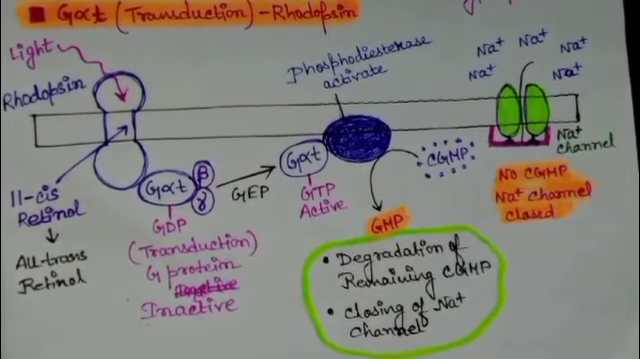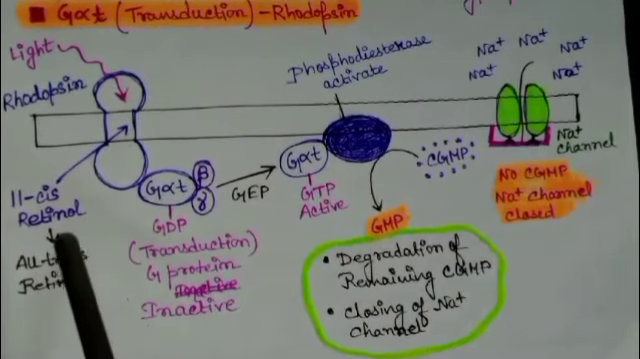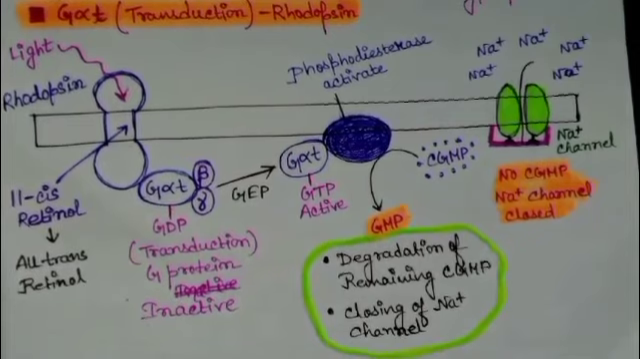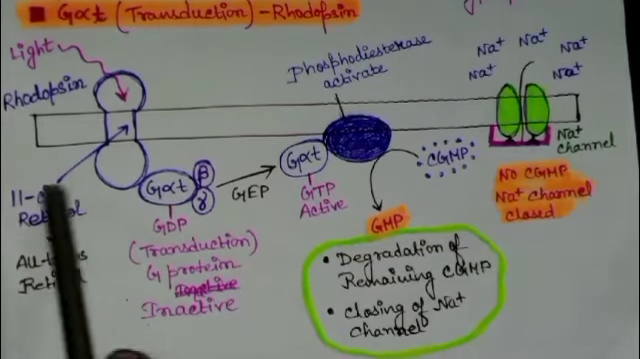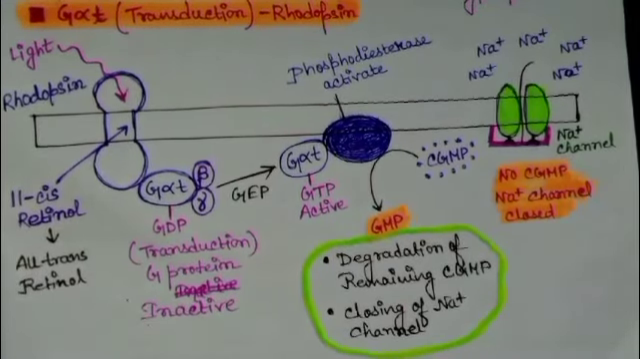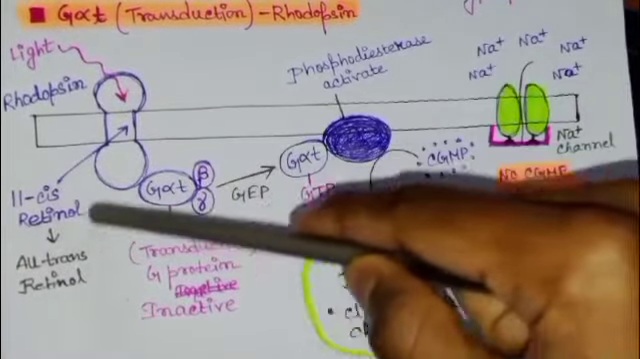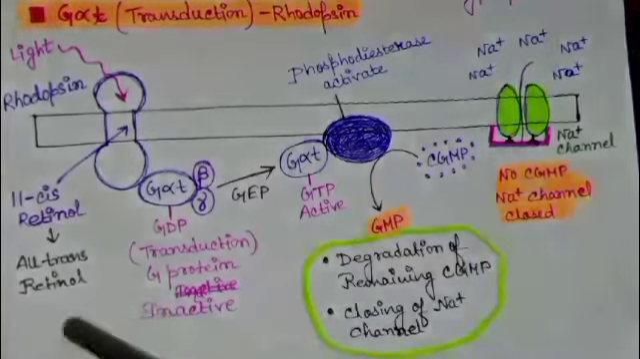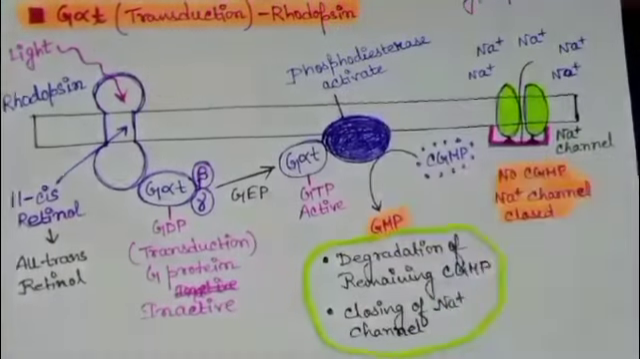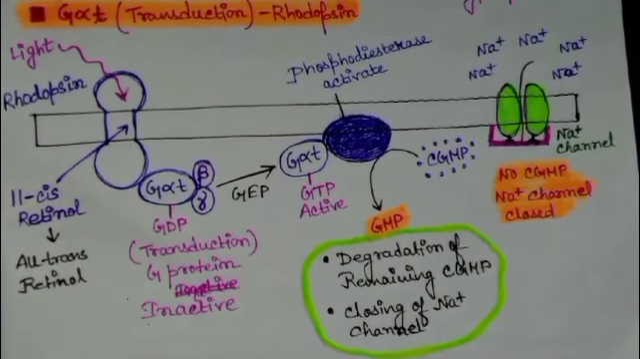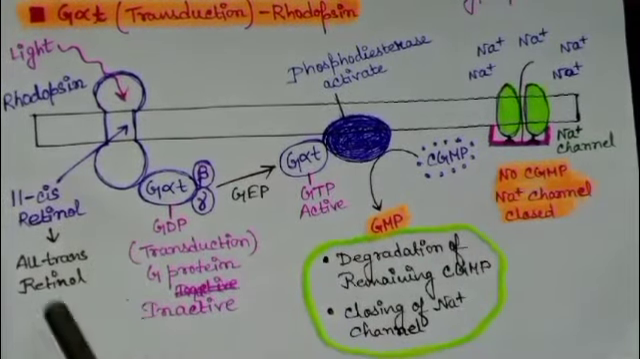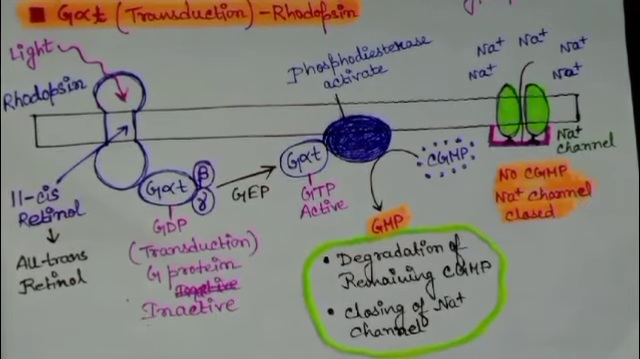In the dark form, the retinal is in the 11-cis form. In the absence of light, the retinal that is present is in the 11-cis form, and it stabilizes rhodopsin, and the rhodopsin becomes inactive. When light comes, the 11-cis retinal is converted into all-trans retinal. In the presence of light, the retinal is photoisomerized to the all-trans form, and then it catalyzes the replacement of GDP by GTP.